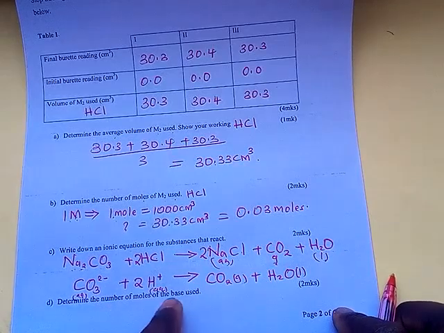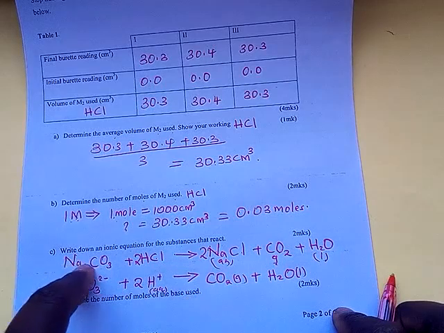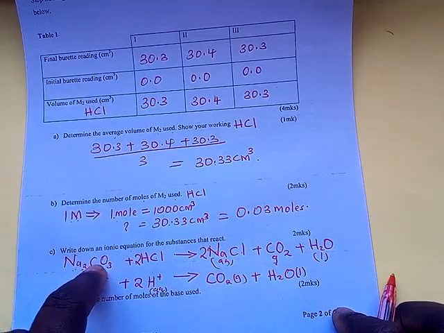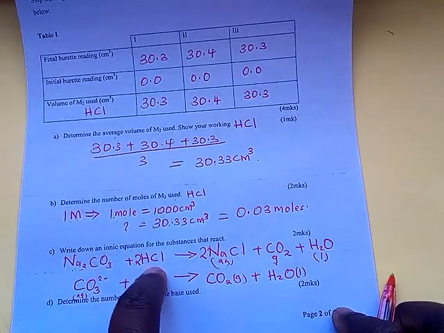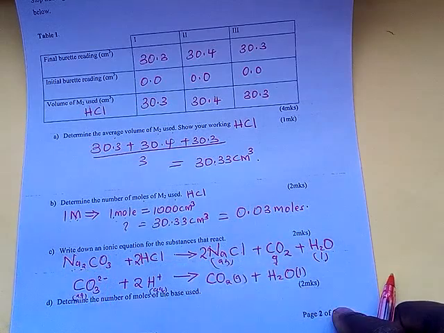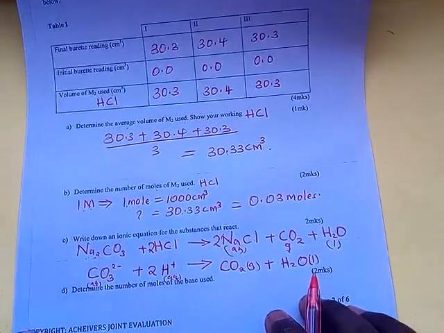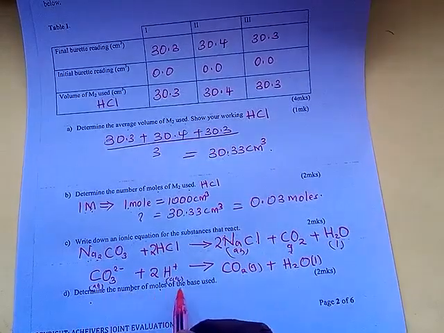Determine the number of moles of the base used. Remember, the base is carbonate. The carbonate is the base. HCl is the acid. So this is a neutralization reaction anyway. So we are asked to determine the number of moles of the base used.